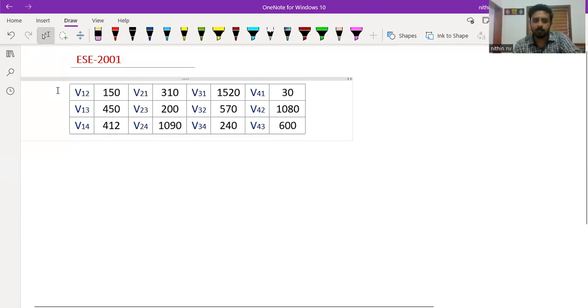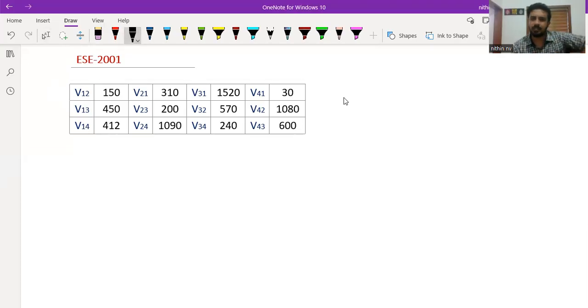Look at this. What they have mentioned: V12 is 150, V13 is 450, V14 is 412. Similarly, V21 is 310, and so on. Now, what is this V? I haven't written the entire question here, I have just written the data. V stands for the volume or number of vehicles. And this 1, 2, 3, 4 indicates the name of the leg or name of that road.